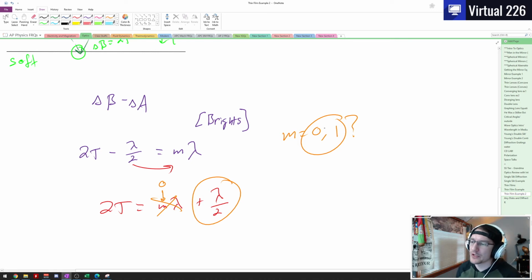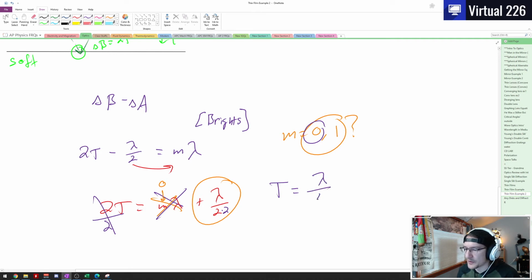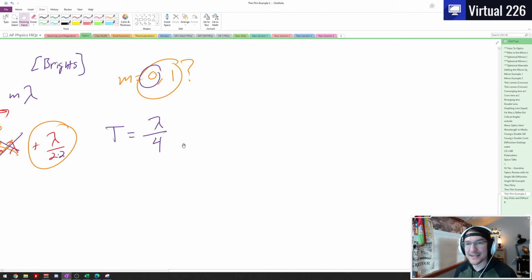So that's actually what we'll do here. We'll set m equal to 0. It kills this first part. And then if we divide by 2 on each side, we'll find that our thickness will equal lambda over 4. Which is one of our two possible answers. It's either got to be lambda over 2 or lambda over 4. But wait, there's more! Did you forget? If you thought that was the end there, then you forgot again.